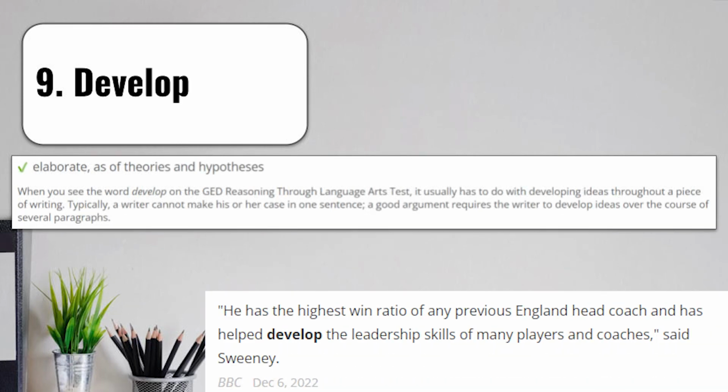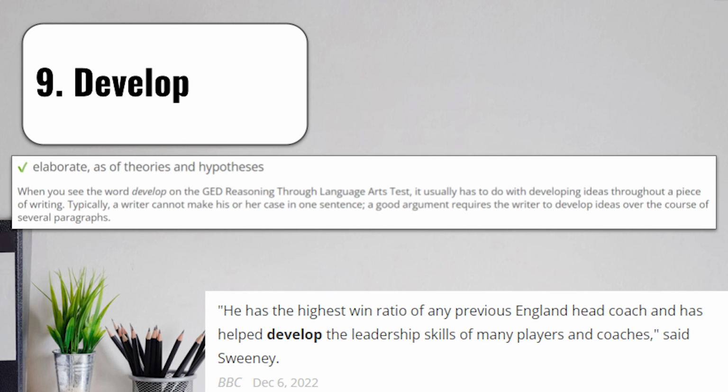Moving towards the end, we have term number 9, develop. To develop something is to elaborate, as of theories and hypotheses. When you see the word develop on a test, it usually has to do with developing ideas throughout a piece of writing. Typically, a writer cannot make his or her case in just one sentence. It's not strong enough. A good argument requires that the writer develop their ideas over the course of several paragraphs.